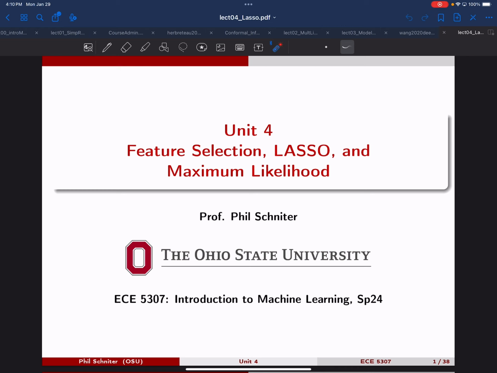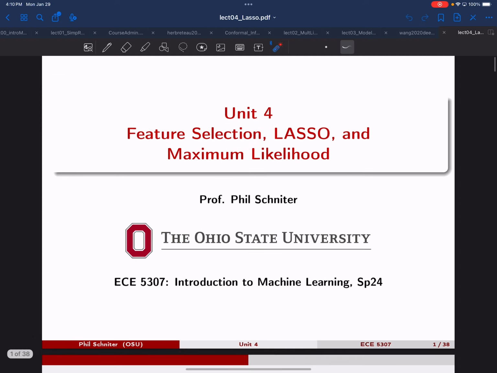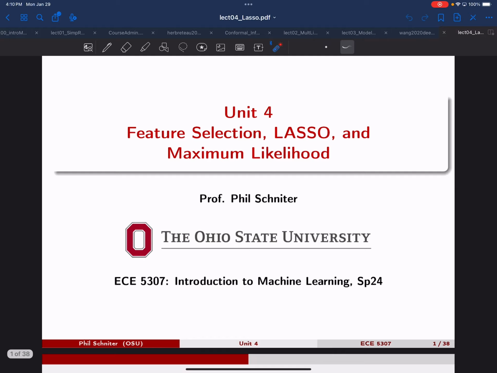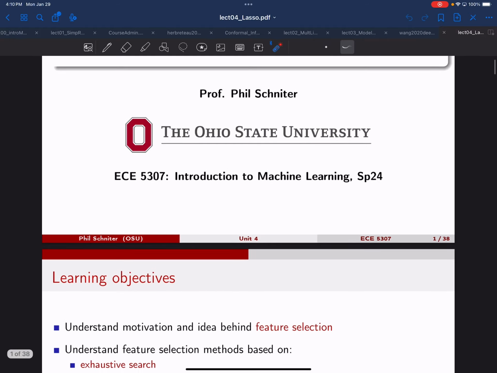Let's get started. We're going to start a new unit today. This unit is on feature selection, which we started talking about at the end of the last unit. And we'll also learn a few other important concepts.